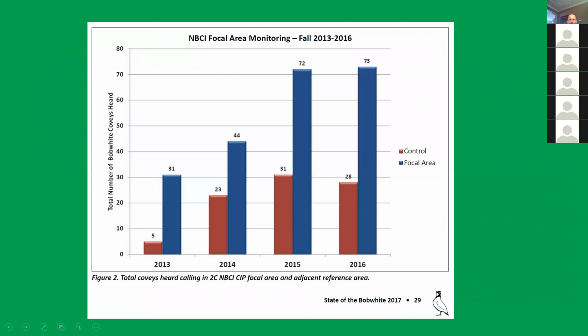And indeed, this area, 2C in Missouri, is an outstanding example of what CIP reflects. The control there is actually what we call the reference area, and the blue is the 2C focal area. The reason for a control or reference area is to show the difference between the landscape without habitat management and the result in quail population response when you add habitat. An absolutely outstanding example of what's possible.